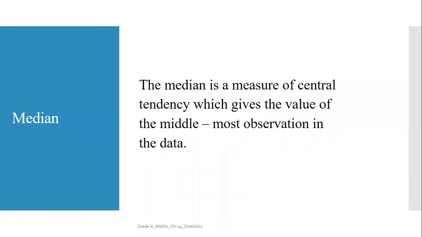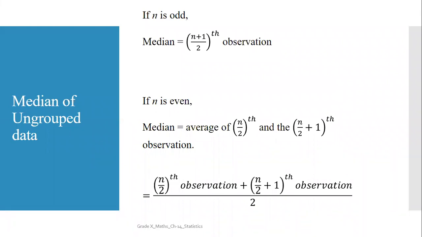median. Median is a measure of central tendency which gives the value of the middlemost observation in the data. Median of ungrouped data, which you had already seen: if the number of data n is odd, then the median will be the (n plus 1) by 2th observation. If n is even, median is the average of the n by 2th and the n by 2 plus 1th observation. That is, n by 2th observation plus n by 2 plus 1th observation, divided by 2.